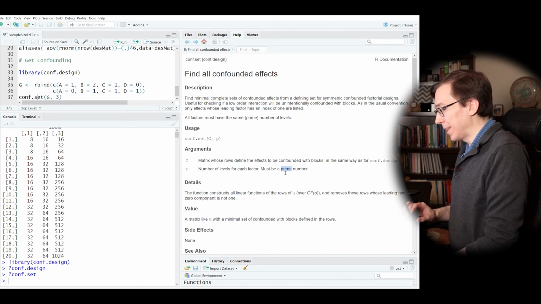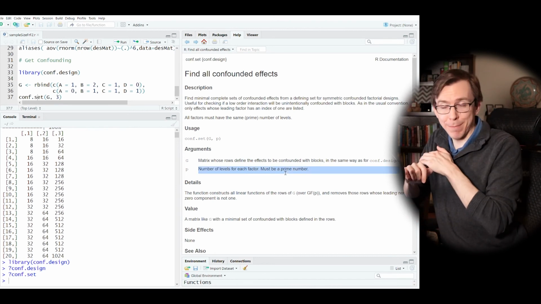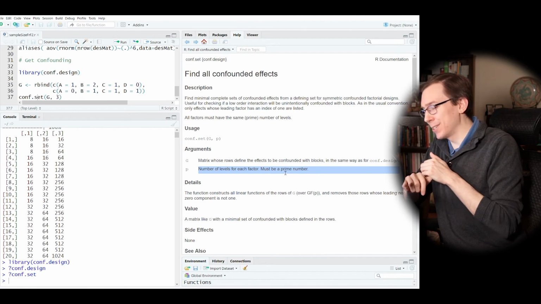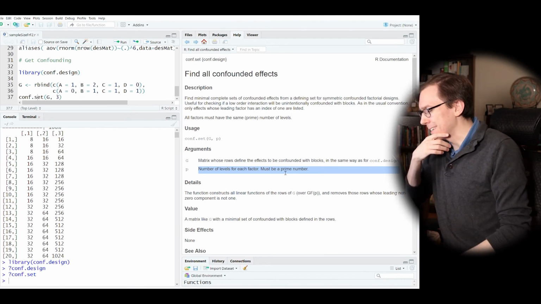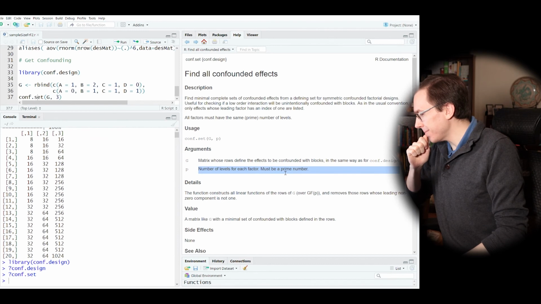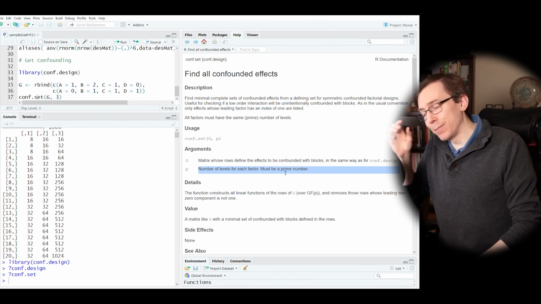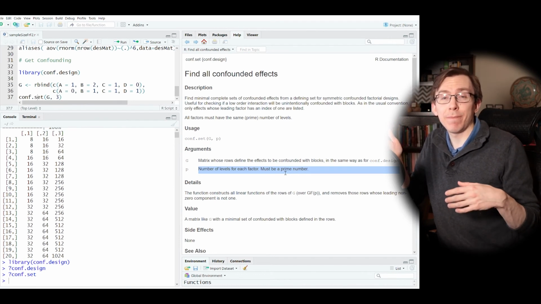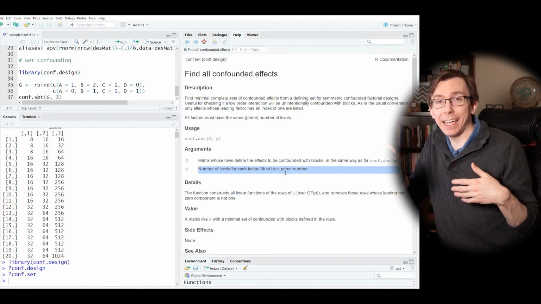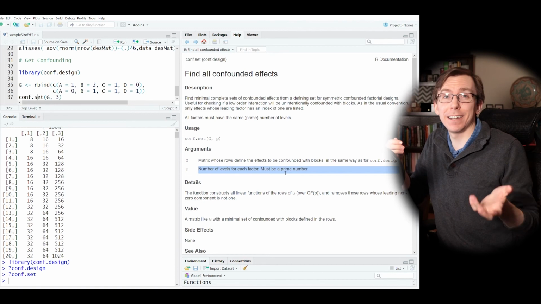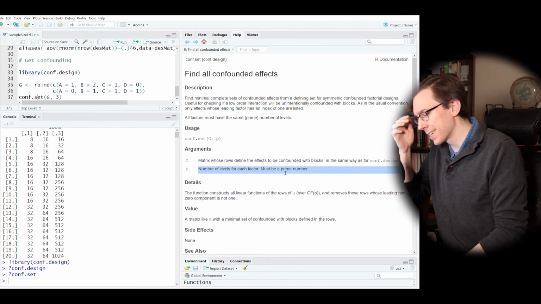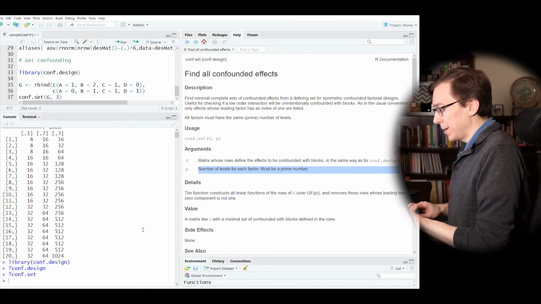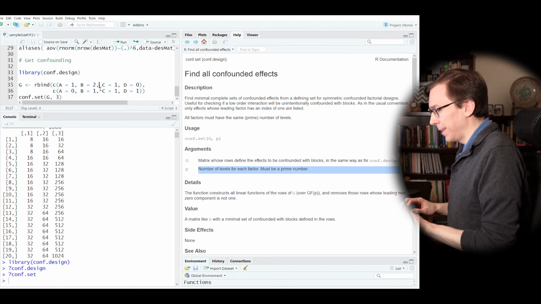Now, the number of levels for each factor must be prime, again, because if you have non-prime levels, things get a little messy, as we discussed already. And I think they all have to be the same. So this would not work for a mixed level design, but it would work for a 2 to the K, a 3 to the K, a 5 to the K, but not a 4 to the K or a 6 to the K design.